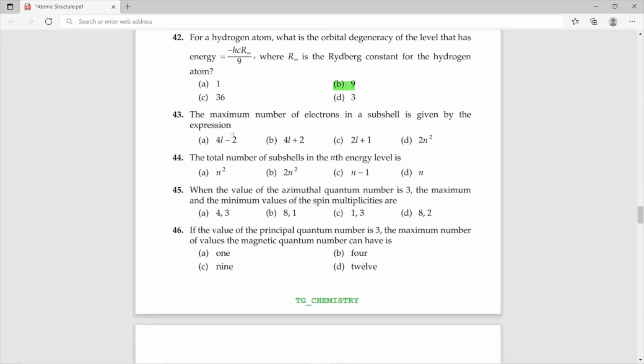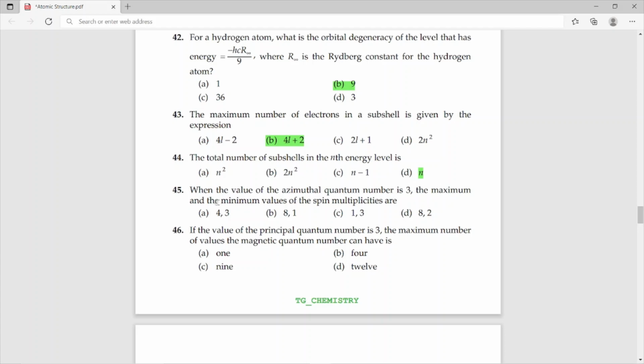Next, the maximum number of electrons in a subshell is given by the expression. How do we express the maximum number of electrons in a subshell? This is given by the expression 4l plus 2. Next is the total number of subshells in the nth energy level. Just mind it, the total number of subshells in the nth energy level is n.